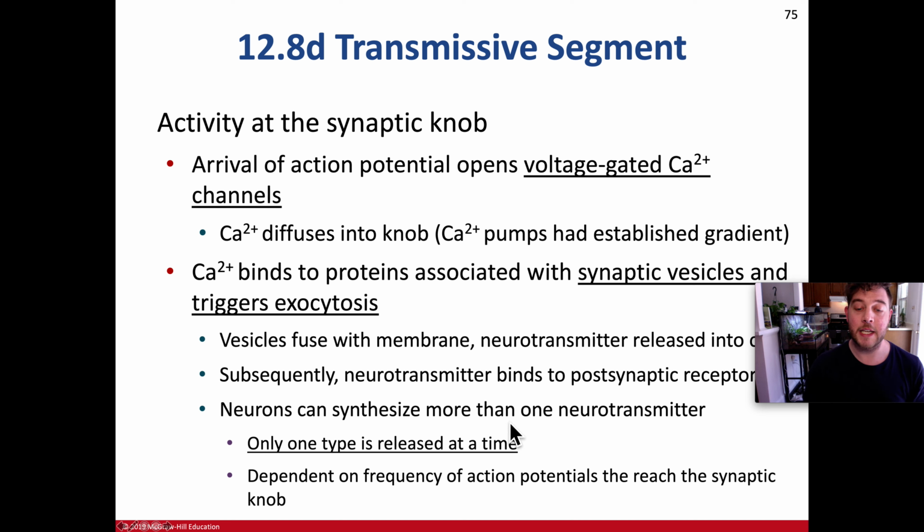Neurons can synthesize more than one type of neurotransmitter. It's not like you have just one neuron for one type of neurotransmitter, but only one type is released at a time. To release a different type, it has to have a different frequency of action potential. It can't just have the same action potential and magically know what to release. It has to have a certain frequency, a certain kind of tune to be able to release the specific neurotransmitter.